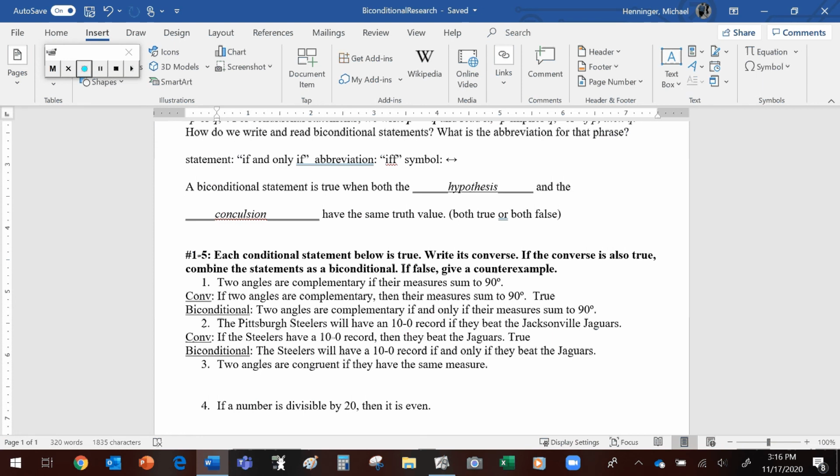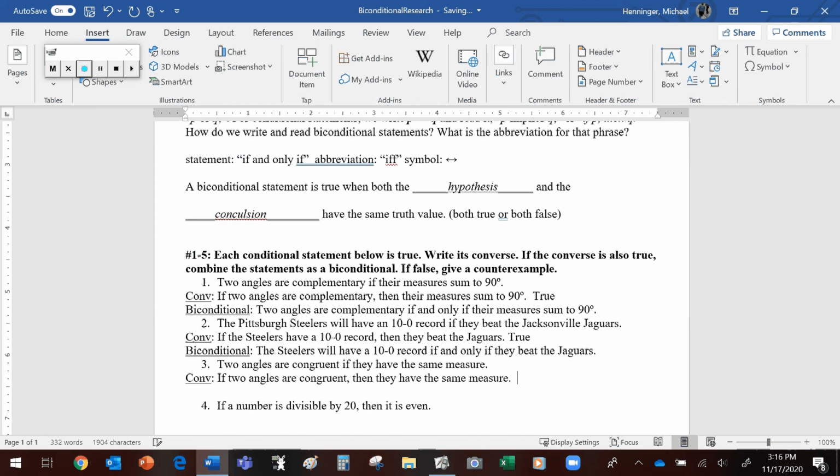Two angles are congruent if they have the same measure. So the hypothesis, once again, is always what follows the word if. Okay? So when we write our converse, okay, that hypothesis becomes our conclusion. And what was the conclusion, which is right here, that becomes our hypothesis. So the converse would be if two angles are congruent, then they have the same measure.